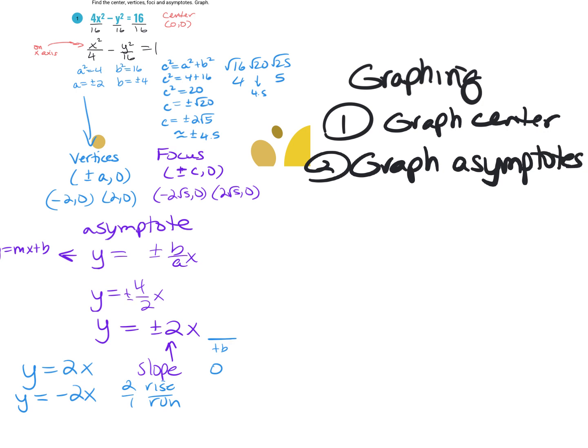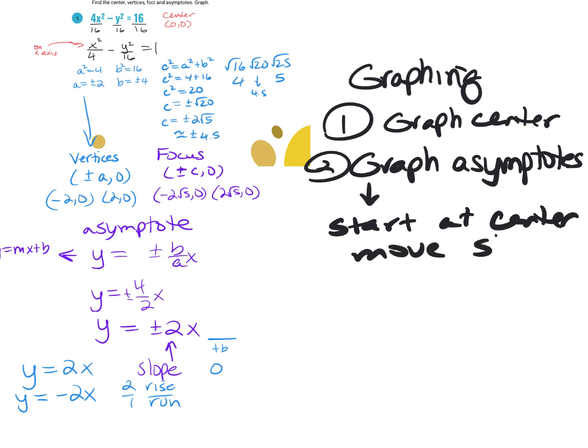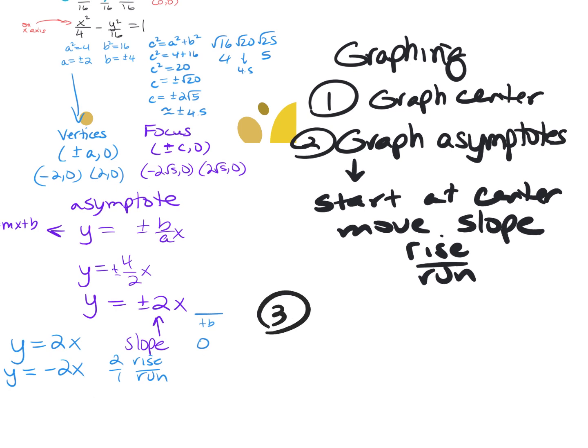And all you're going to do when you graph these asymptotes is you start at the center and then move the slope. So we just move the rise and the run from that center point. Then next we will graph the vertices.